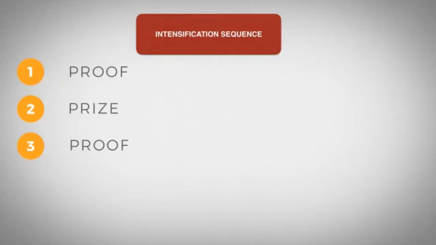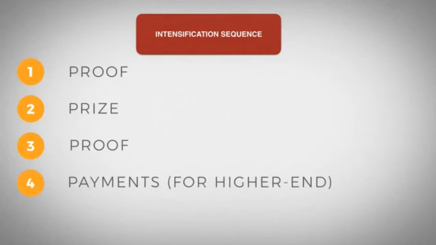The fourth P is what we call payments. Now, you're going to only use this for higher end products. This is really, in a nutshell, when we introduce a payment plan. And the final part of the intensification sequence is what we call push. And this is where we incorporate a deadline.